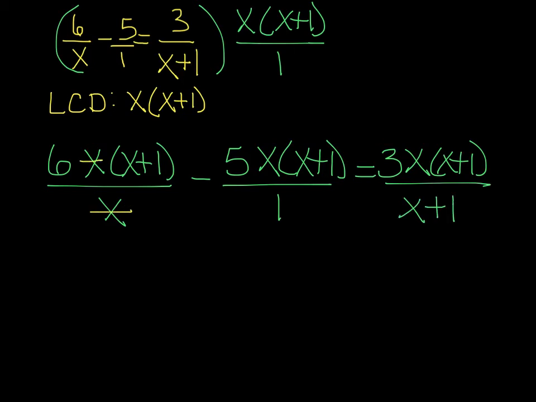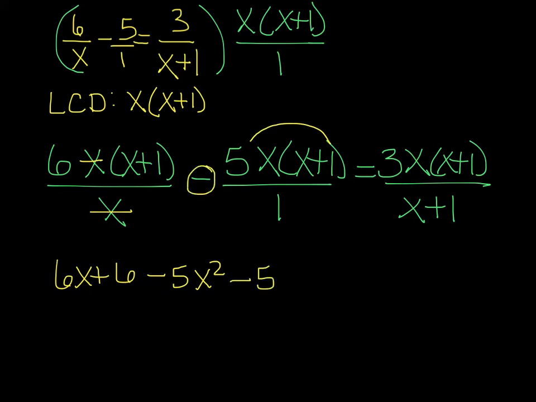These x's can go. And I'm going to go ahead and distribute and make that 6x plus 6. This is all over 1, so I have minus 5x squared and negative 5x times 1. Remember, this minus goes with the whole thing, so minus 5x equals, and then in this case, the x plus 1s are going to cancel, equals 3x.